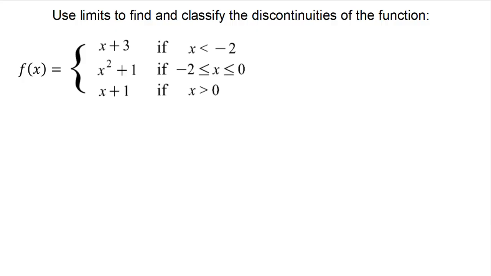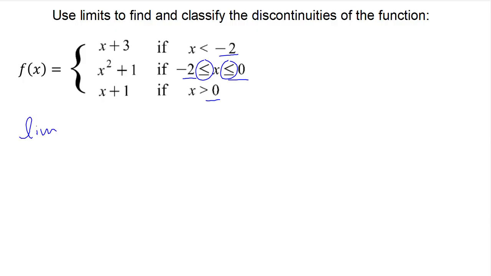But what I do need to do is check and see if, where they match up, at -2 and at 0, the limits from the left and the right match up. If they do match up, then there's no discontinuity, because the function is defined at both -2 and 0 because of the less than or equal to's. But if they don't match up, then we have a jump discontinuity.